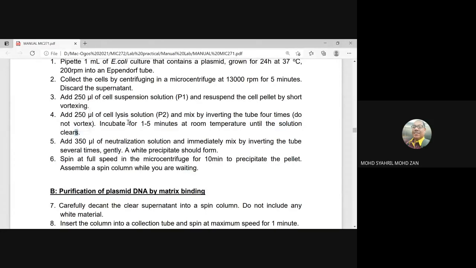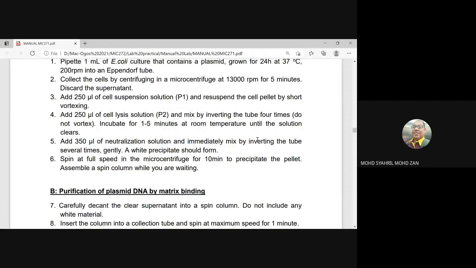Okay, so it means that bila awak buat je 250 microliters of cell suspension P1 and plus 250 microliter of P2, okay, solution awak akan jadi keruh. Alright, so if you incubate between 1 to 5 minutes, so your solution will be cleared, right? And then you have to put 350 microliter of neutralization solutions and immediately mix by inverting the tube several times.